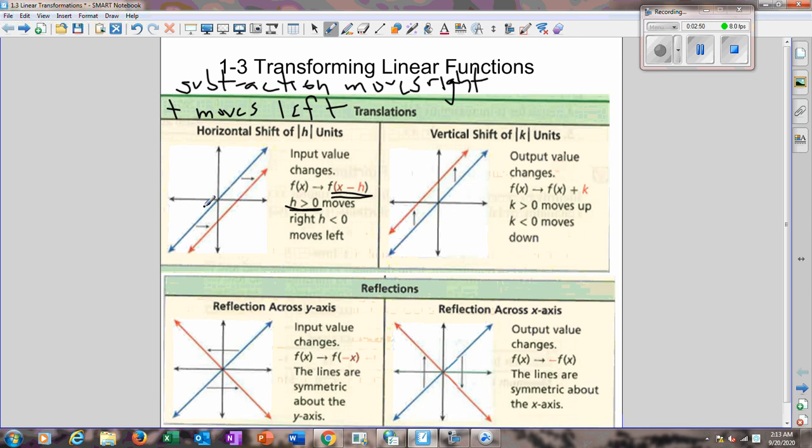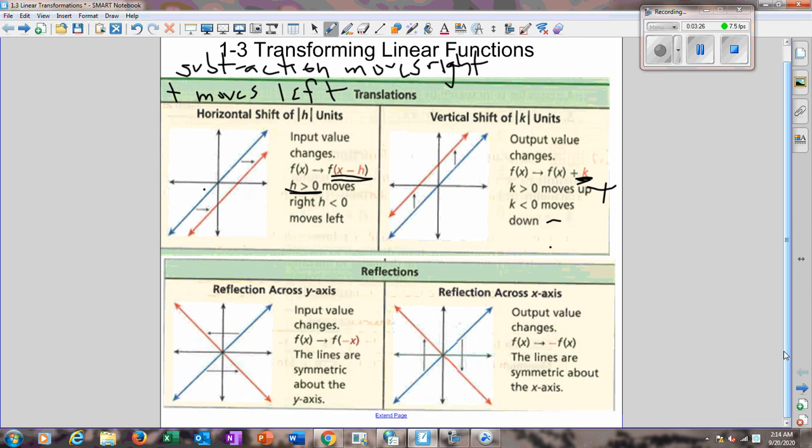A vertical shift, you'll notice that it has a K and it's being added to the outside. For vertical shifts, it's what you would think. If I'm adding, it moves up. So let's just make a mark here. Addition moves it up, and subtraction moves it down. We're going to go through a lot of examples of these because it is a difficult section for a lot of people.